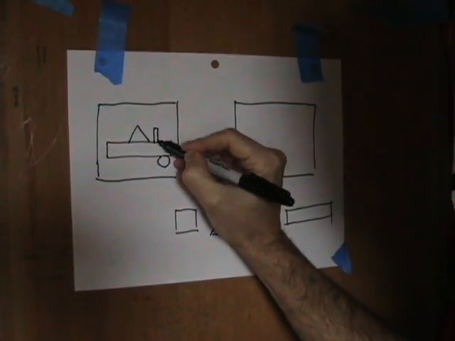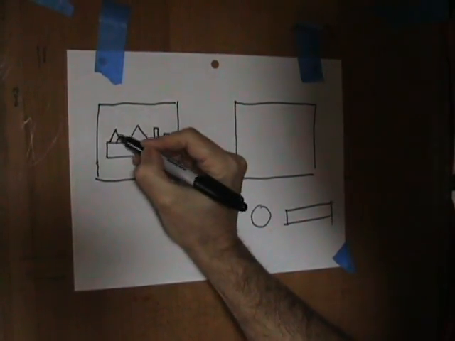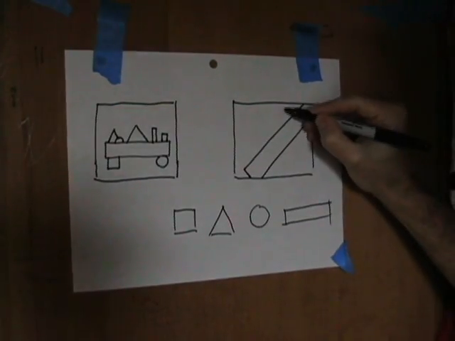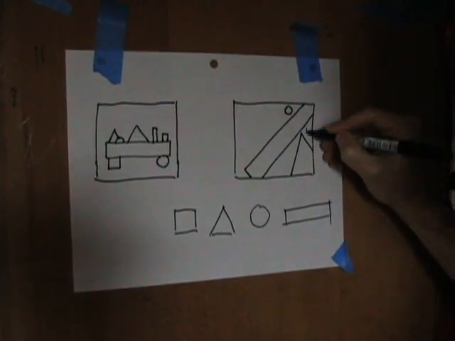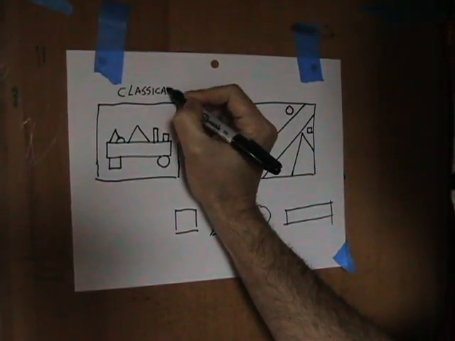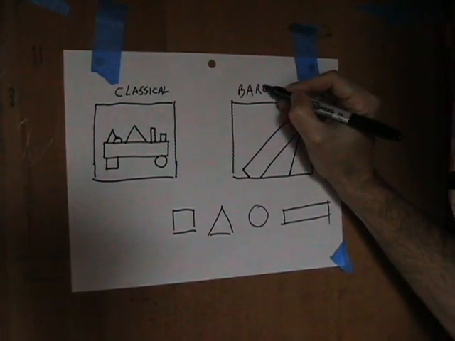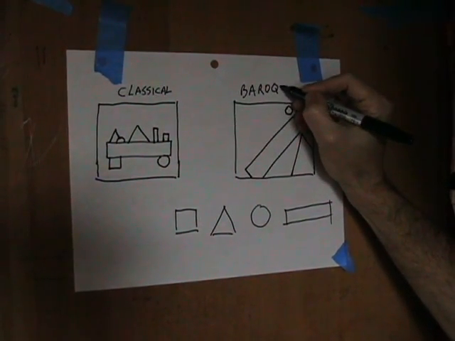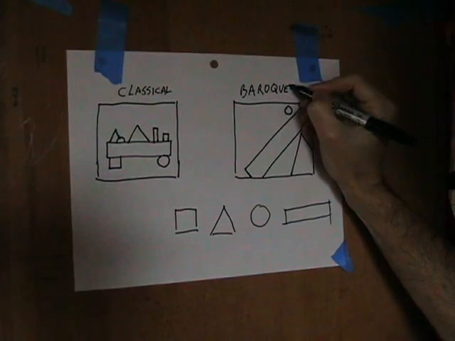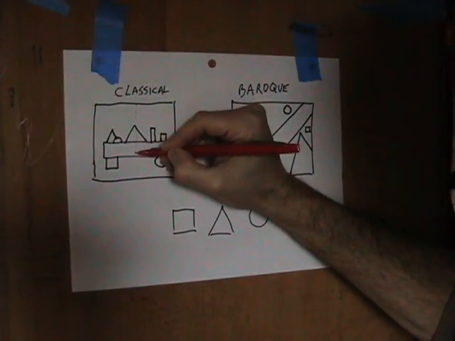Despite the fact that the two designs share identical subject matter, they are very different. The one on the left is an example of classical design. The one on the right is an example of Baroque design. So what are the differences?